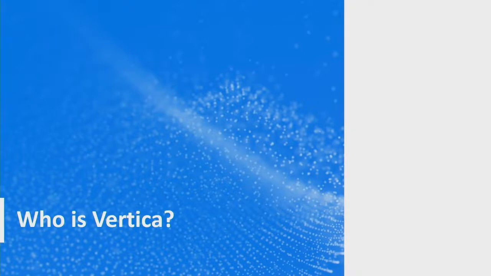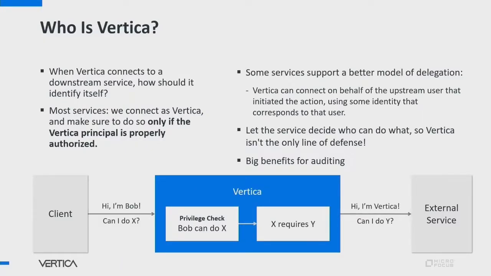Let's see how things are here with Vertica. An example of delegation is access to a cloud storage. With most services, we do the permission check ourselves and then connect as Vertica, like in this diagram. Sometimes we can do better. Instead of connecting as Vertica, we can connect with some kind of upstream user and identity. When we do that, we'll let the service decide who can do what, so Vertica isn't the only line of defense. This option brings us big benefits for auditing, because the external system can see who really was doing something, not just Vertica.